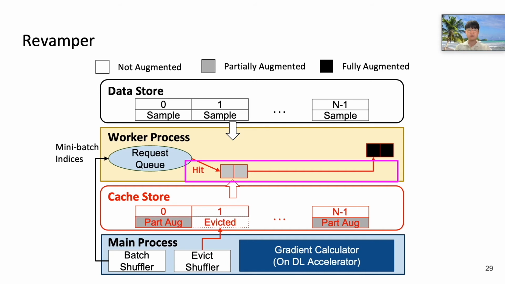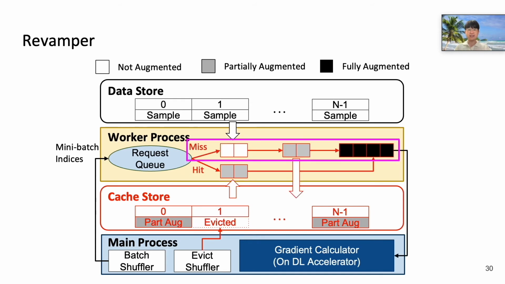Within a mini-batch, some indices are cached, whereas the others are not. For the cached samples, the worker reads the partially augmented samples from the cache store and applies only the final augmentation to save the computation overhead. In case of cache miss, the worker reads the original samples from the data store and applies both the partial and the final augmentation to them. During the augmentation process, the partially augmented samples are stored to the cache store so that they can be reused in the future epochs.